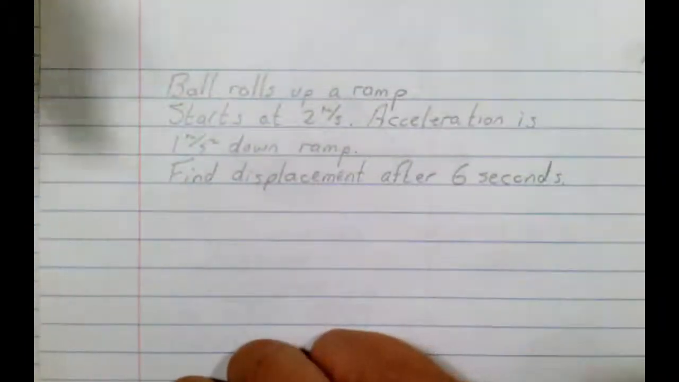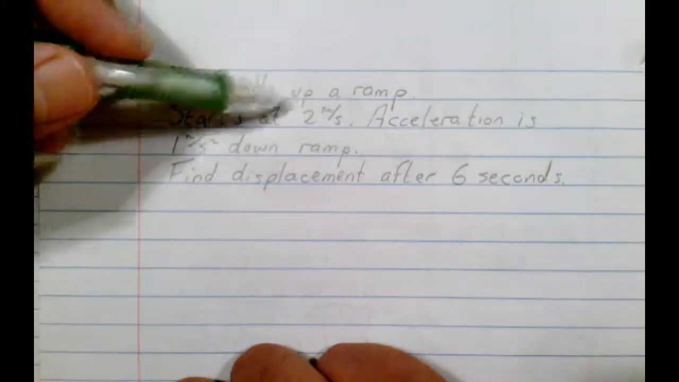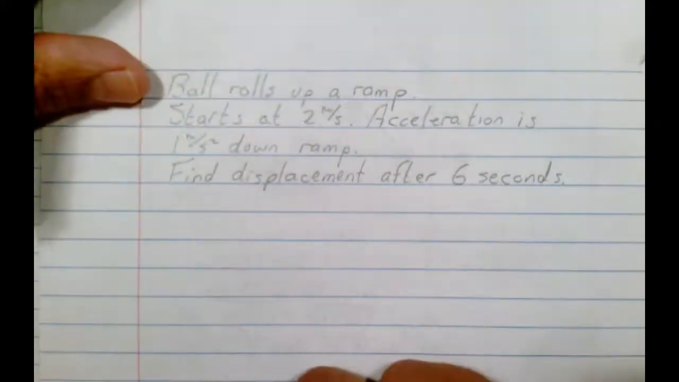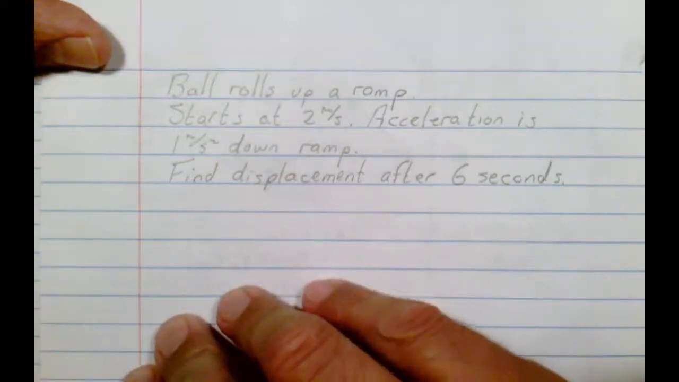And the problem is this one. A ball rolls up a ramp. It starts at 2 meters per second. That's up the ramp. Acceleration is 1 meter per second squared down the ramp. Well look, we've already got two different directions. That's going to cause a problem if you just start jamming numbers in an equation. Find the displacement after 6 seconds.